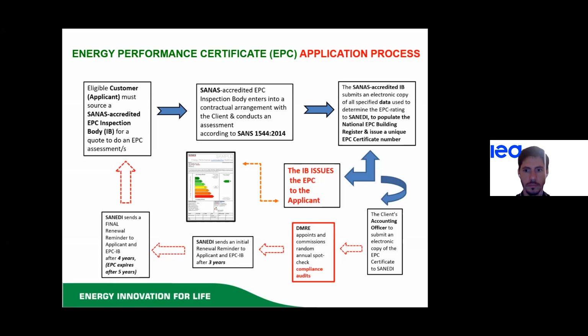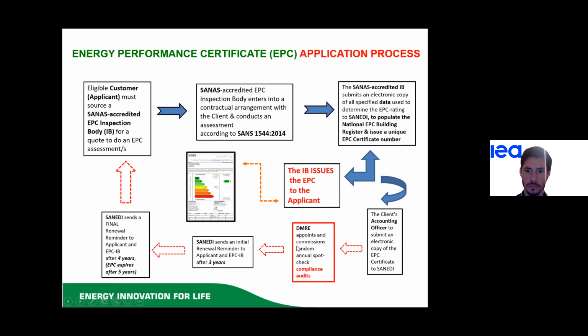And the SANAS accredited body has to make sure that the work is done in accordance with the South African standard, which is SANS, South African National Standard 1544. And you can see the standard was originally drafted in 2014 and needs some updating. The SANAS accredited body will then do the assessment. They'll do everything that needs to be done. They'll populate the National Energy Building Register. They will issue the certificate themselves. The certificate will go to the customer, and the customer will then liaise with SANEDI thereafter and supply a verified copy of the certificate.